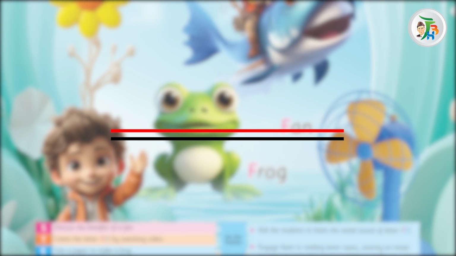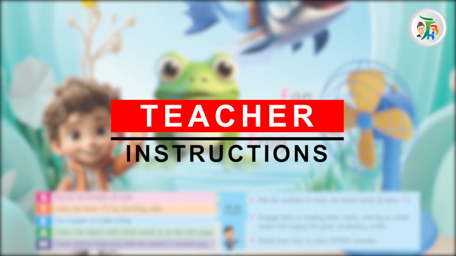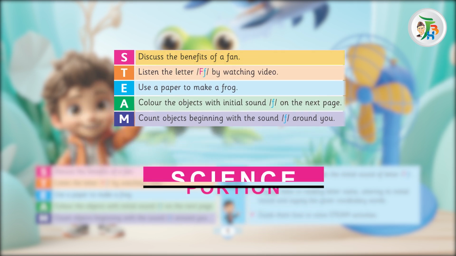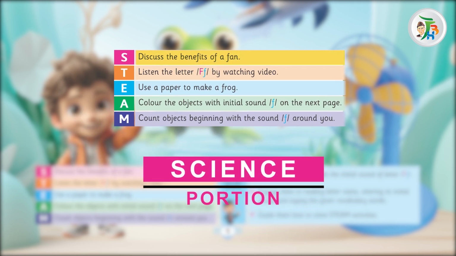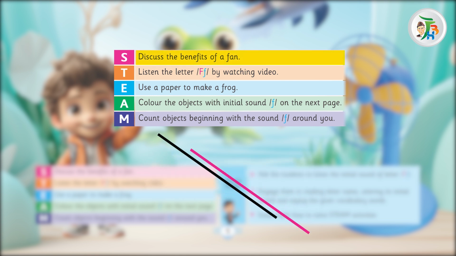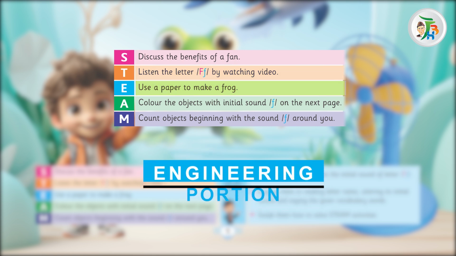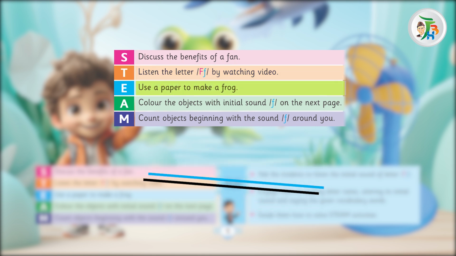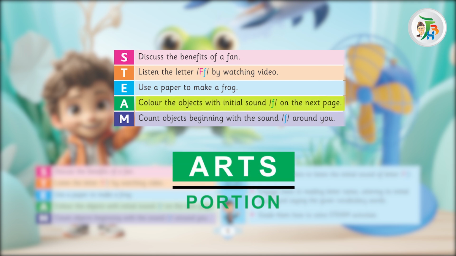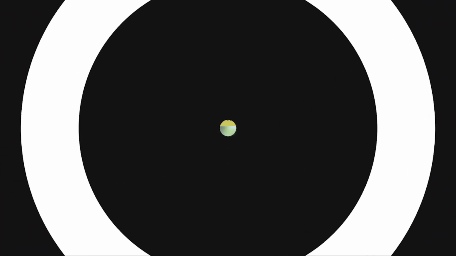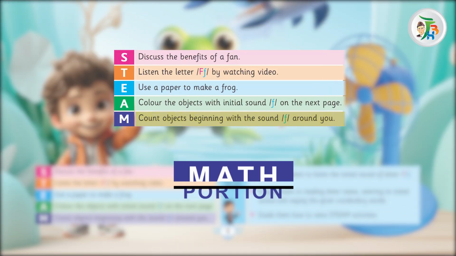Instructions for the teachers. So dear teachers, you have to keep the students engaged in different STEAM learning activities. So for the science portion, discuss with them the advantage we take from the fan and discuss with them the types of fan: pedestal fan, ceiling fan, hand fan. For technology portion, show them the video of letter F and listen the sound of letter F. For engineering portion, give them a paper and ask them to draw a frog. For arts portion, guide them to color the object on next page which start from letter F. And for the math portion, give them a task to count the object near them which start from letter F.